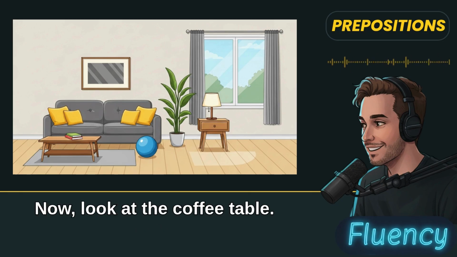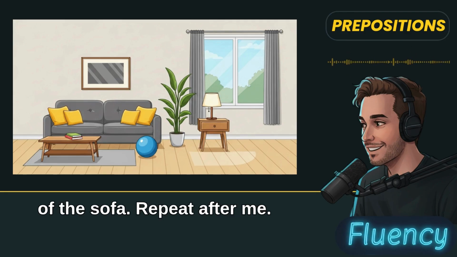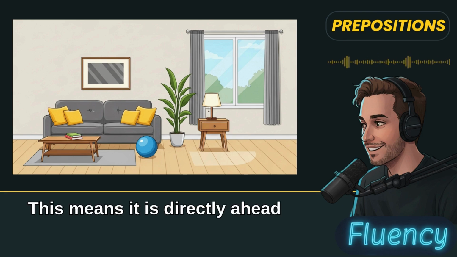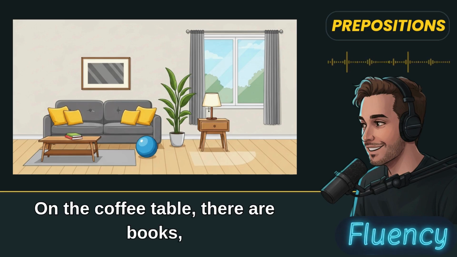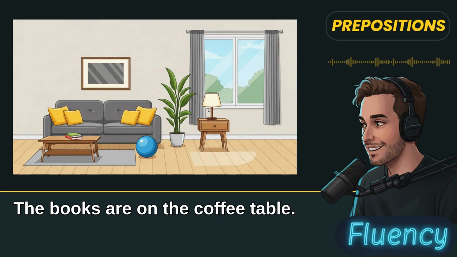Now look at the coffee table. The coffee table is in front of the sofa. Repeat after me. The coffee table is in front of the sofa. This means it is directly ahead of the sofa. On the coffee table, there are books. So we also say, the books are on the coffee table.